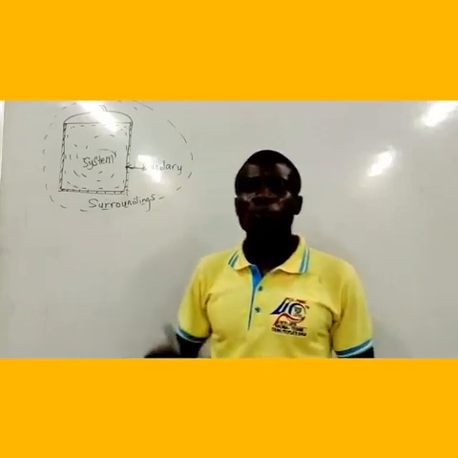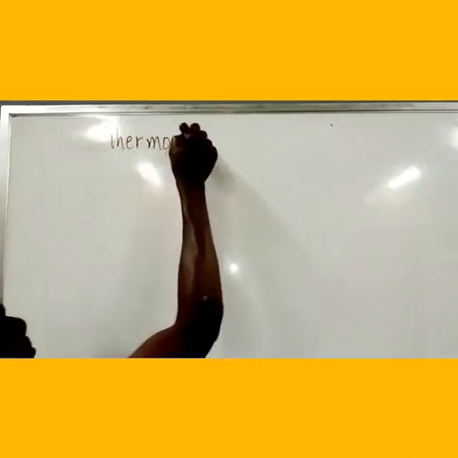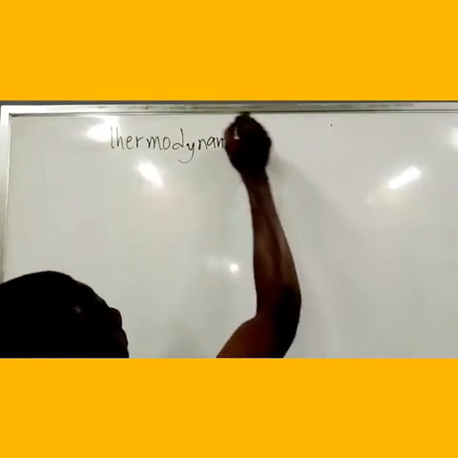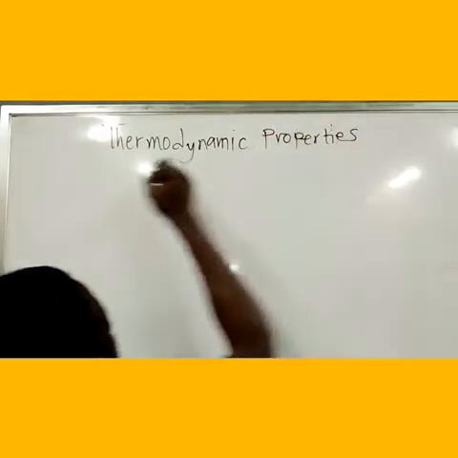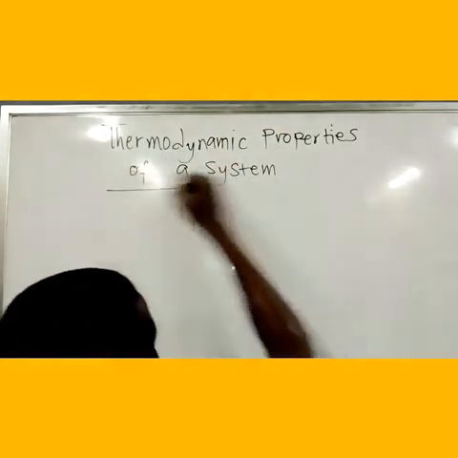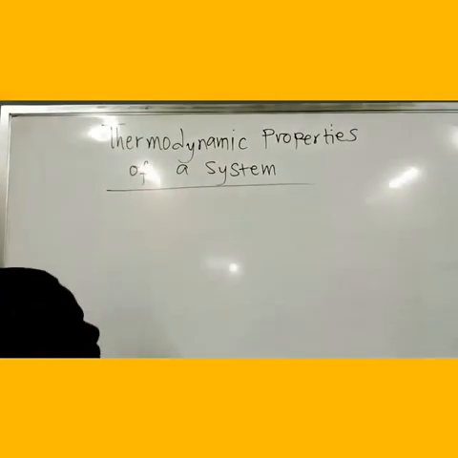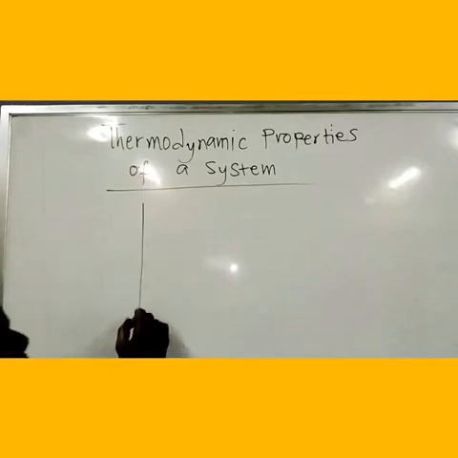Now, in thermodynamics, when we talk about matter, we have properties of matter. So also we have thermodynamic properties of a system. Now let's talk about thermodynamic properties of a system. From this diagram, we want to establish what qualifies to be a thermodynamic property of a system and what disqualifies it from being a thermodynamic property of a system.